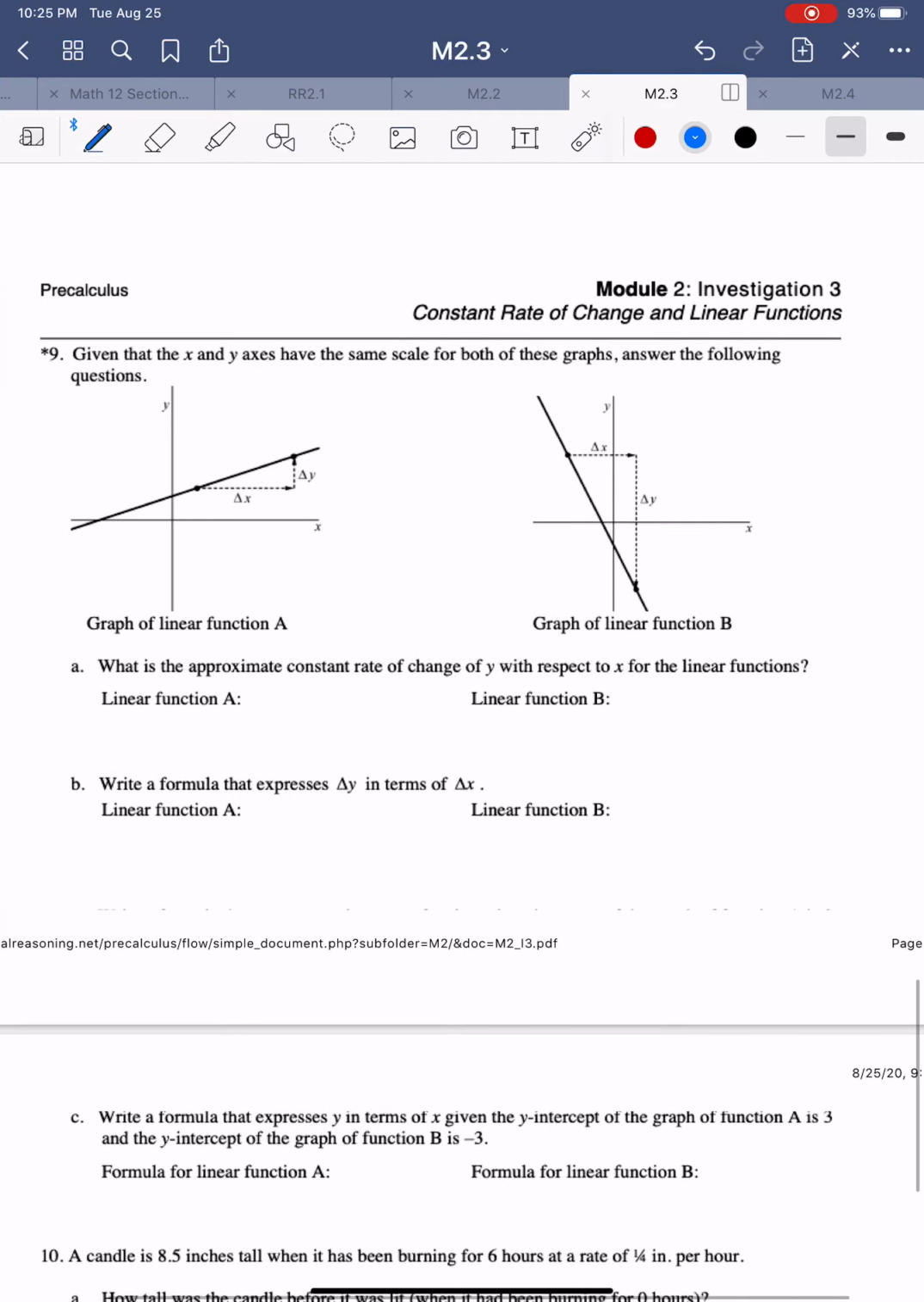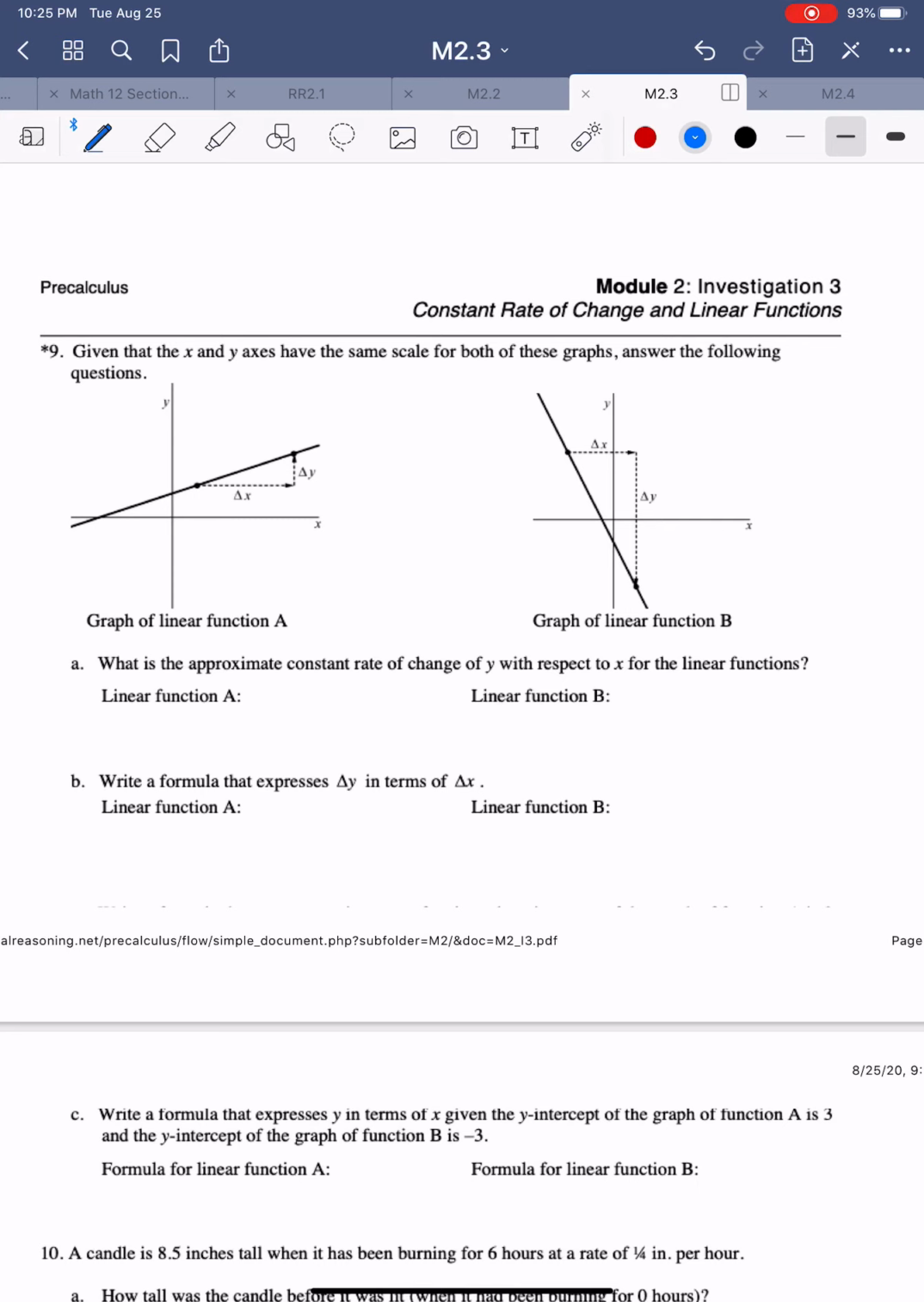All right, let's look at number 9. Given that x and y have the same scale on both of these graphs, answer the following questions. So we have the graph of linear function a and the graph of linear function b. Since the graph of a is increasing, the constant rate of change is going to be positive. So slope is positive, right? But for function b, since the graph is decreasing, this time the slope will be negative.